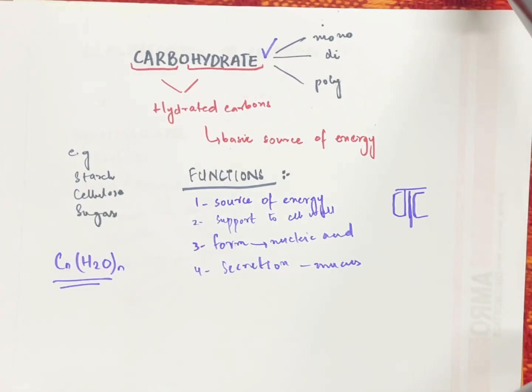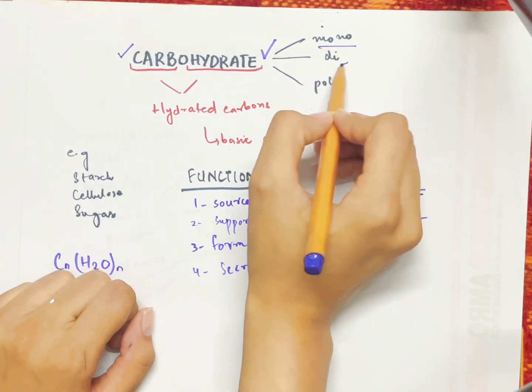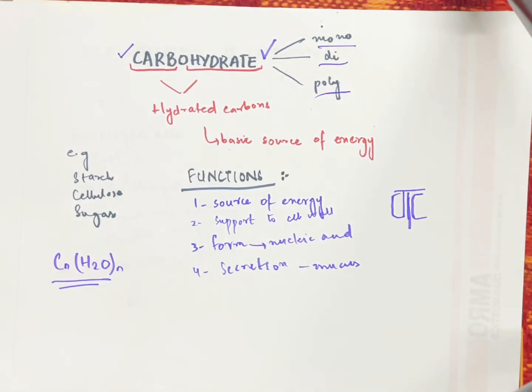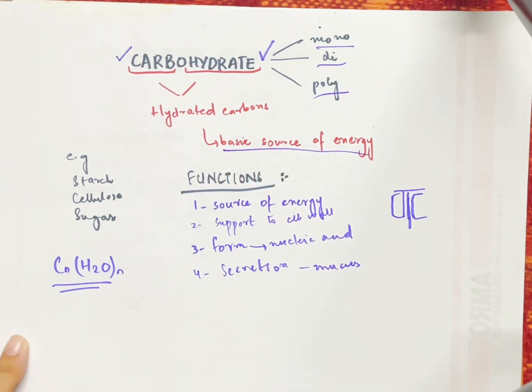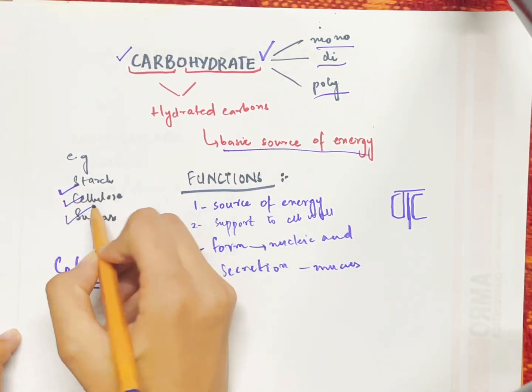After water, the other vital component that we require for a balanced diet is carbohydrate. Carbohydrate can appear as a mono, di, or poly depending upon the number of carbons present in each carbohydrate. It's termed a hydrated carbon, which means the hydrated form of carbon is present in the carbohydrate. It is a basic and very important source of energy for the body. Common examples of carbohydrate include starch, cellulose, and sugar.